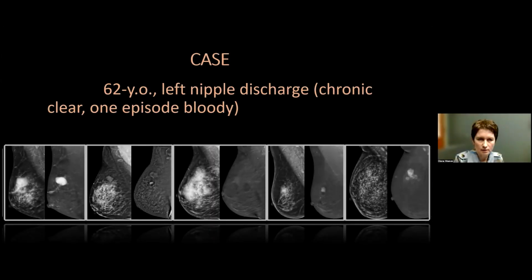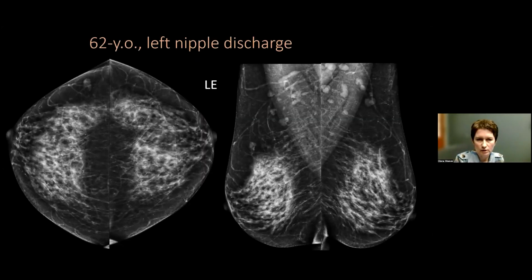This case is a 62-year-old woman who presented for the evaluation of left nipple discharge. She had it for years. It was clear for many years. But she did have one episode of bloody discharge, so that alarmed her, and she came to us. So you can see that she has heterogeneously dense breasts. It's a pretty symmetric pattern. These are low energy images, the equivalent of FFDM, full field digital mammography.